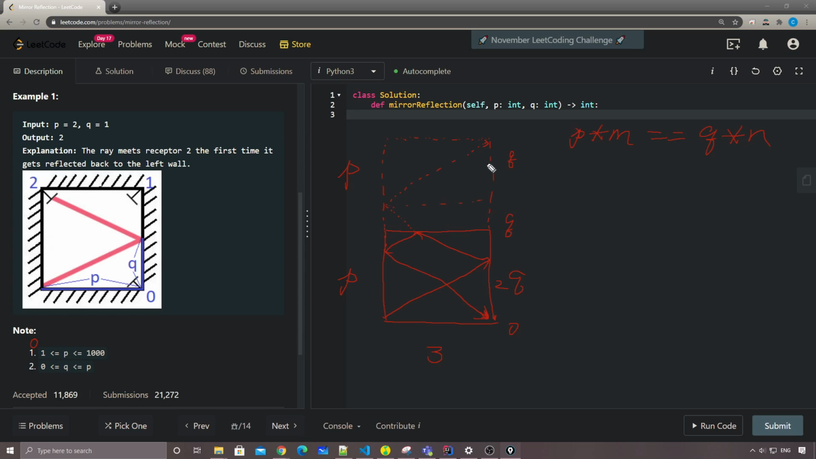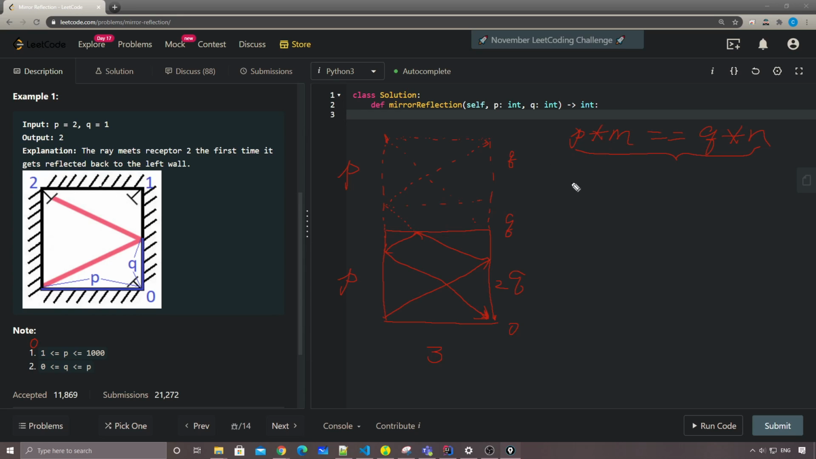And when they're even, it means the laser has reached one of the receptors, either on the left side or on the right side, right? Because when they are the same, it means the laser has reached one of those two corners. And by the time p times m and q times n are the same, we can check which receptor it has reached, right?